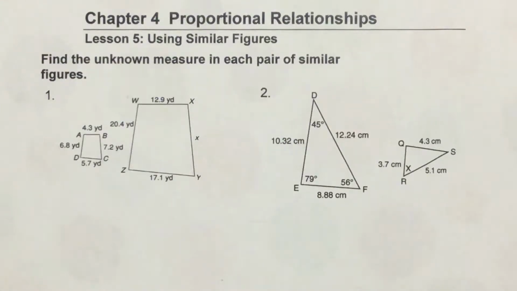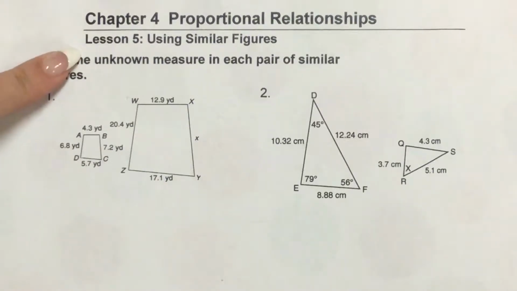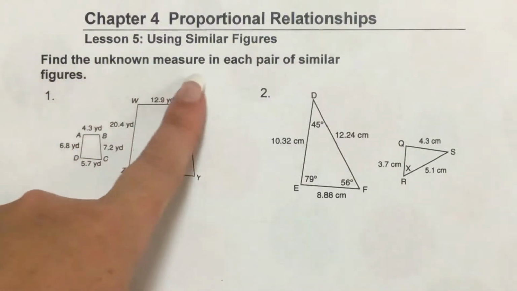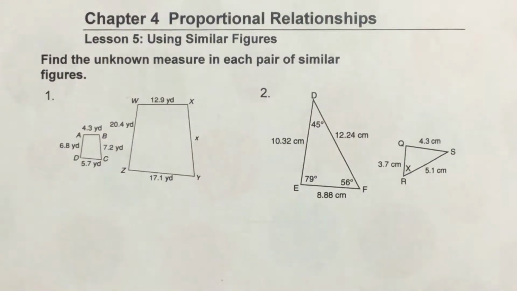Hello everyone, we are back with Chapter 4, Proportional Relationships, and today we're talking about Lesson 5, using similar figures. Now this is the guided practice. What you're going to be doing is finding the unknown measures in each pair of similar figures.